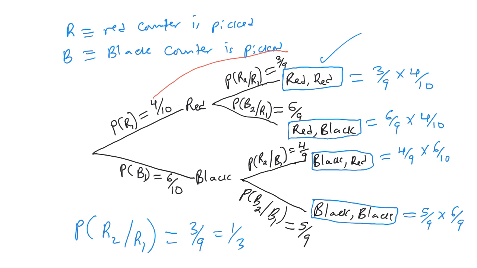Okay, then the question here says both counters are red. Let's see where we have two reds. Is this okay? This answered the first part, red given the first red. So both counters are red. How do we get that? Multiply 3 over 9 times 4 over 10, and the answer will be 12 out of 90.